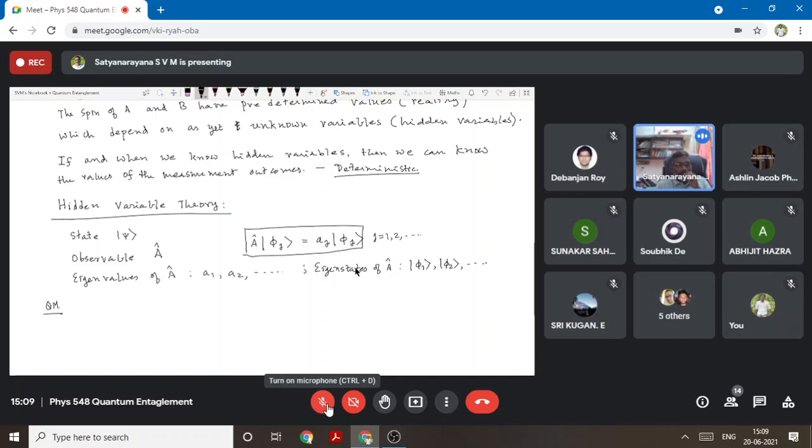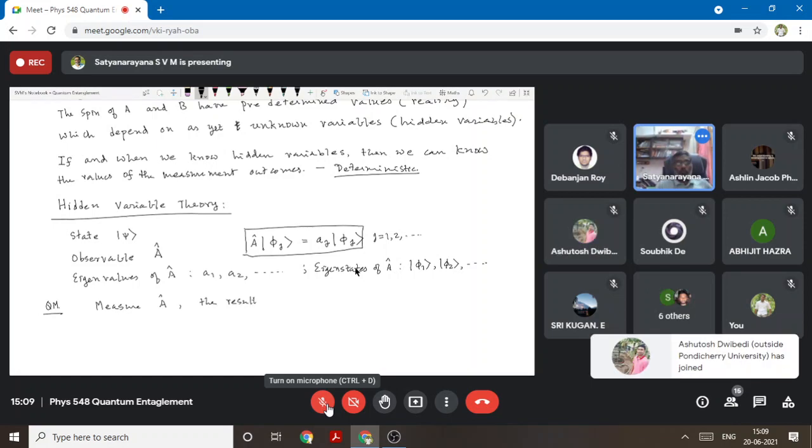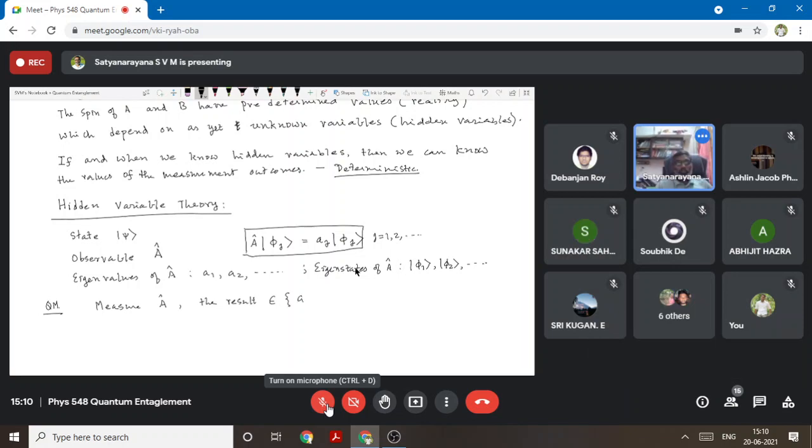Now, what quantum mechanics tells you is that if you measure A, the result belongs to this set of eigenvalues Aj, and of course cannot be predicted. It only belongs to this set.